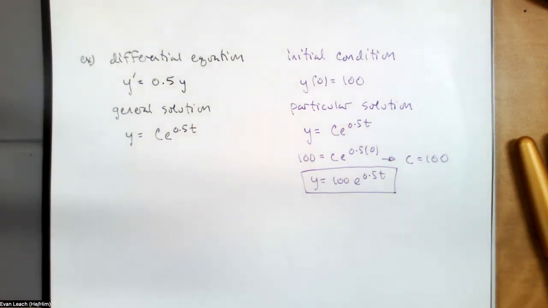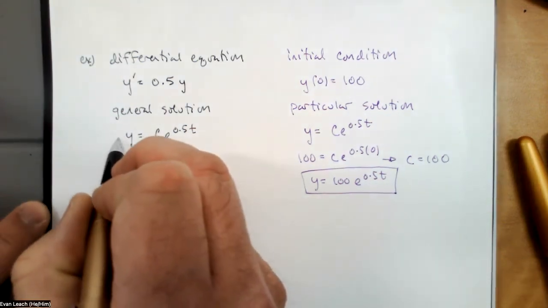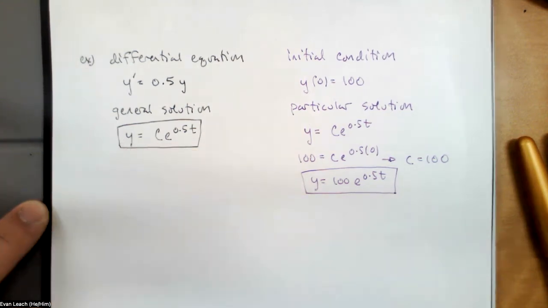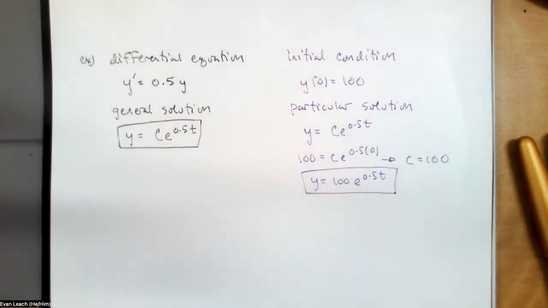A differential equation gives you a general solution. A differential equation plus an initial condition gives you a particular solution. Just like the general antiderivative is a family of functions, the solution to a differential equation is a family of functions.